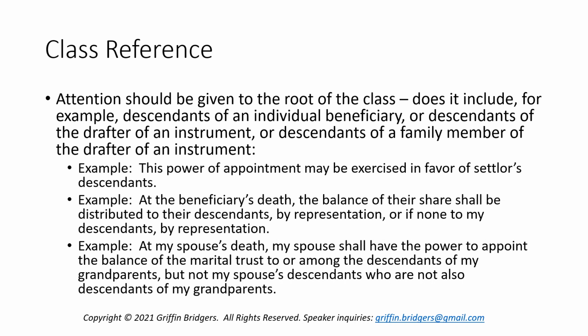One might be, for example, this power of appointment might be exercised in favor of settlor's descendants. So that means the descendants of the person creating a trust. Another example might be at the beneficiary's death, the balance of their share will be distributed to their descendants by representation, or if none, to my descendants by representation. So that starts with a smaller class, often individual beneficiary, and only goes to a bigger class off the creator of the instrument if there's no descendants under the beneficiary.